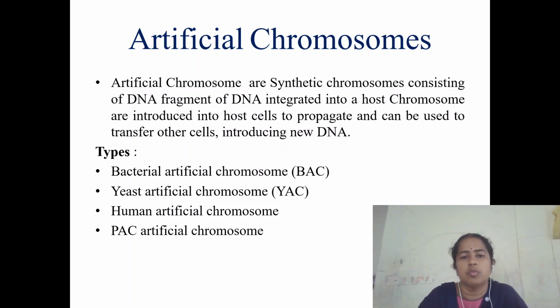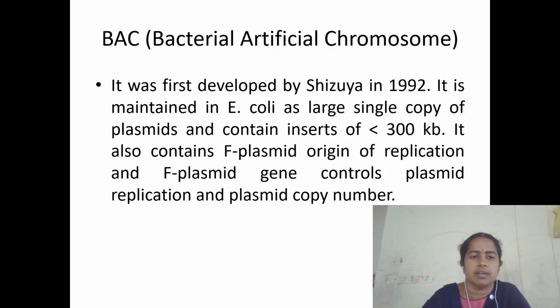The artificial chromosomes are synthetic chromosomes of DNA fragment integrated into the host chromosome and introduced back into the host cells to propagate and can be used to transfer other cells, that is introducing new DNA. The bacterial artificial chromosome, yeast artificial chromosome, human artificial chromosomes, then plasmid artificial chromosomes, and plant artificial chromosome, mammalian artificial chromosomes are the various types of artificial chromosomes which we will see in detail in this lecture. First is bacterial artificial chromosomes.